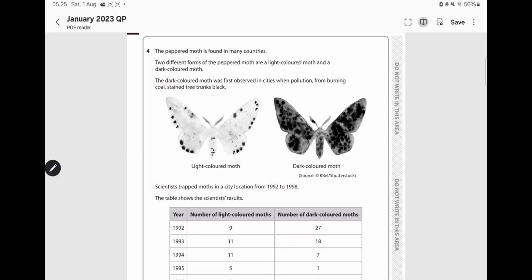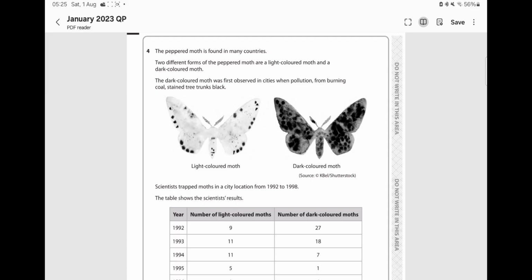Okay, the peppered moth is found in many countries. Two different forms of the peppered moth are a light-colored moth and a dark-colored moth. So we have this kind of moth, and it has two different variations. We have the light one and the dark one.